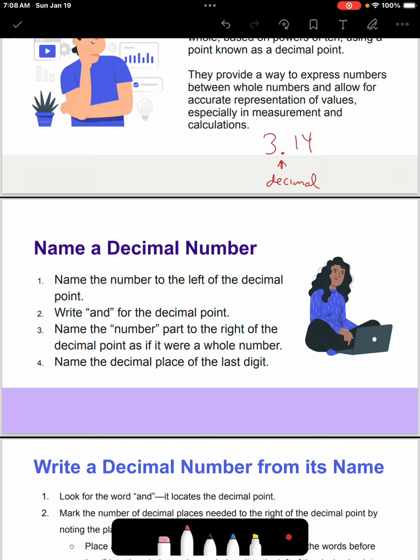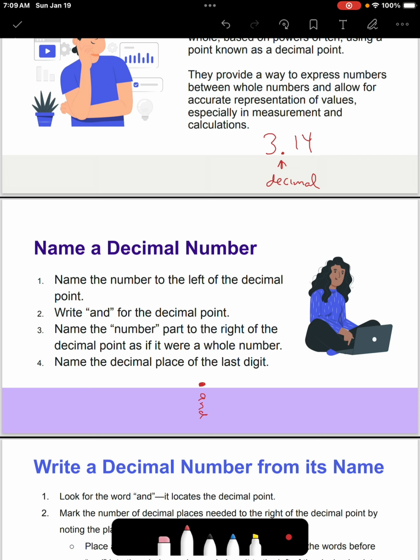To name a decimal, name the number to the left of the decimal point. Then, for the decimal point, say "and." Name the number to the right of the decimal point as if it were a whole number. Name the decimal place of the last digit. So when we do this, we need to think about how we say it. Here's the decimal point right there, and they tell us that is the word "and."